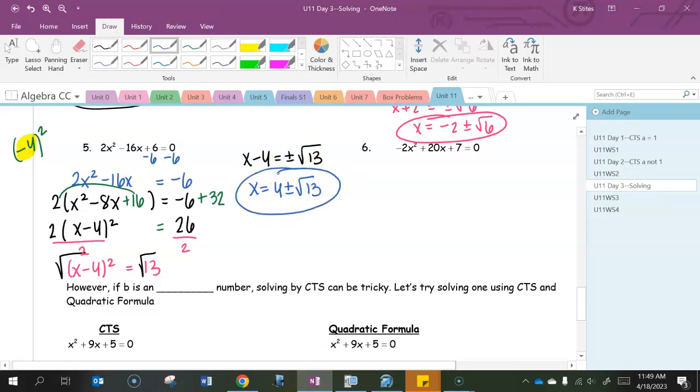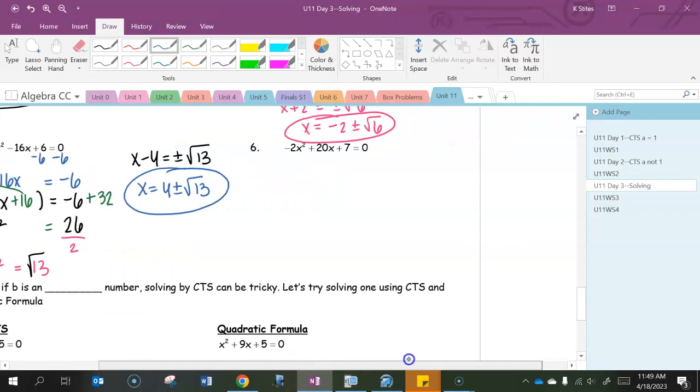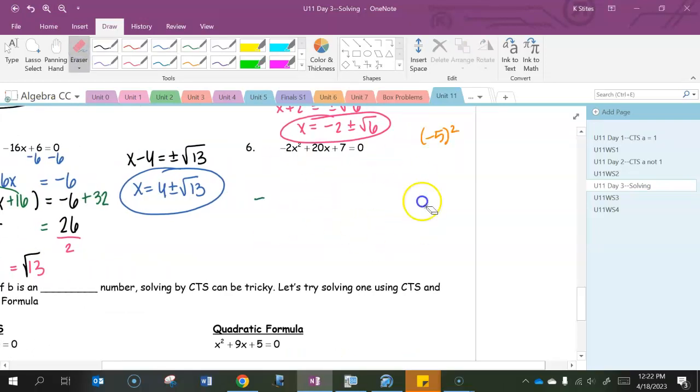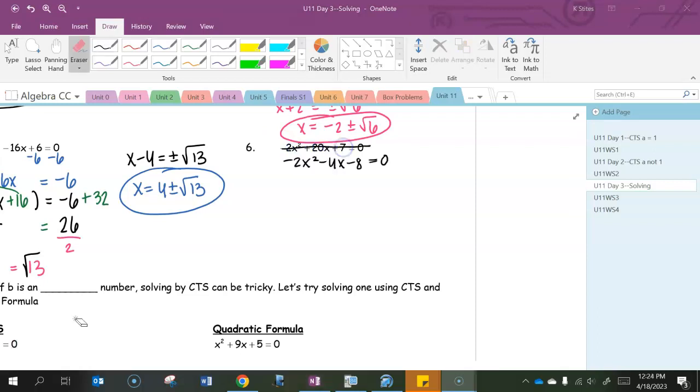And there's your answer. Okay, for number 6, I have made an error. So we are going to change this problem to something much nicer. So voila, here is our new problem.